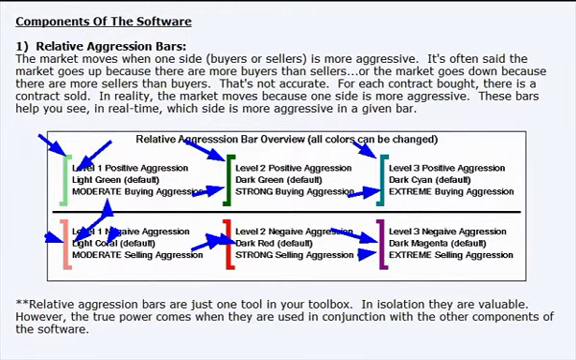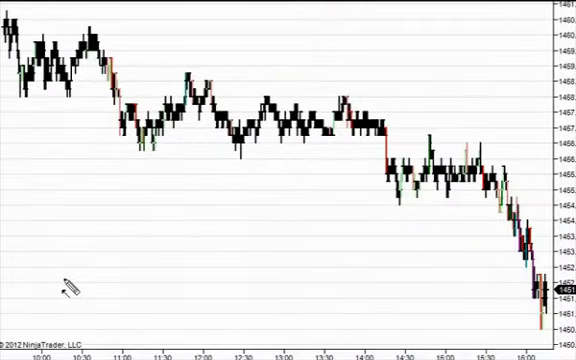So when we look at today's chart, you can see I've just put on the relative aggression bars. The chart's a little tight because I'm trying to show the whole day. But I'm just going to focus in on the level 2 and level 3, so what I'll do is just remove the level 1s. One sec. Okay, so here I've just got the level 2 and the level 3 aggression bars.